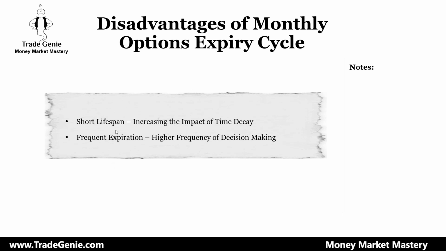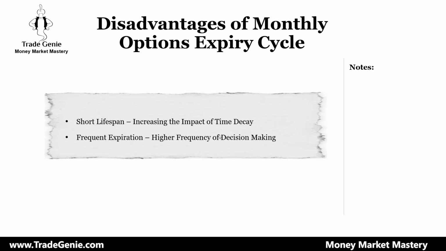So the short span is still there compared to weekly. It has a short span because of the monthly cycle, so it increases the impact of time decay. As the option approaches the expiry, the time decay kicks in, and you start losing money, even though the stock is moving in your favor and the option is not moving.